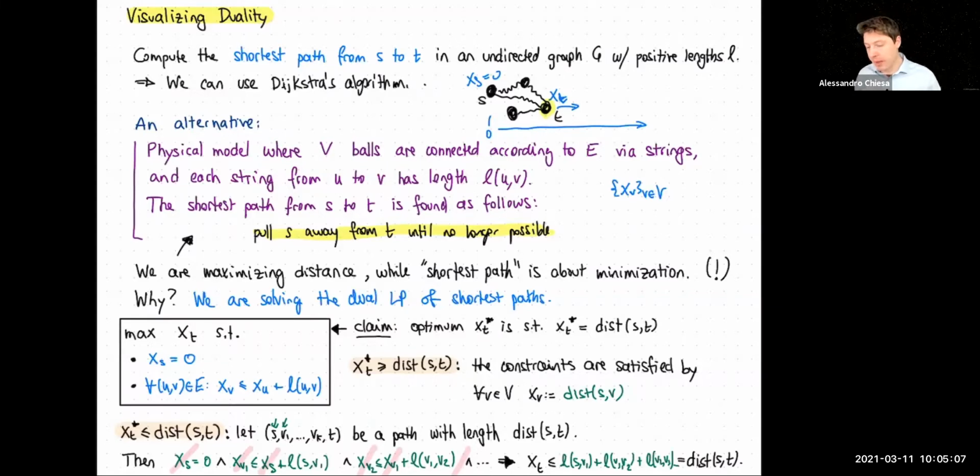Okay, so whether you believe the physical analogy or not, this claim is going to tell you that this simple linear program is solving the problem of computing the shortest distance from S to T. Questions? I see there were a variety of questions earlier about this one, but hopefully some of them have been clarified by this claim. So let me know if there's still something left open.